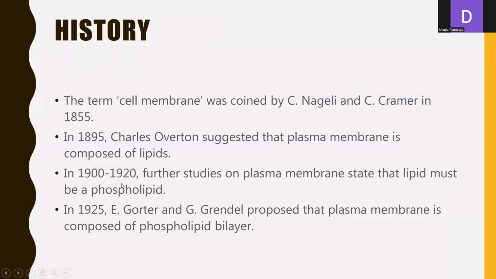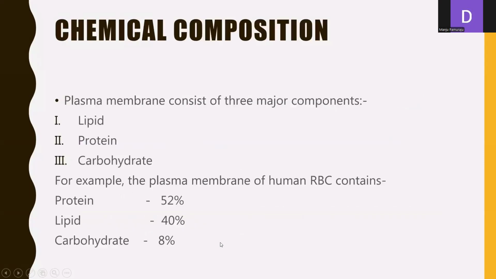In 1900 to 1920, further studies on the plasma membrane stated that the lipid must be phospholipid, attached with a phosphorus group. In 1925, E. Gorter and Grendel proposed that the plasma membrane is composed of a phospholipid bilayer. So it is two-layered. The plasma membrane consists of three major components: lipids, proteins, and carbohydrates.